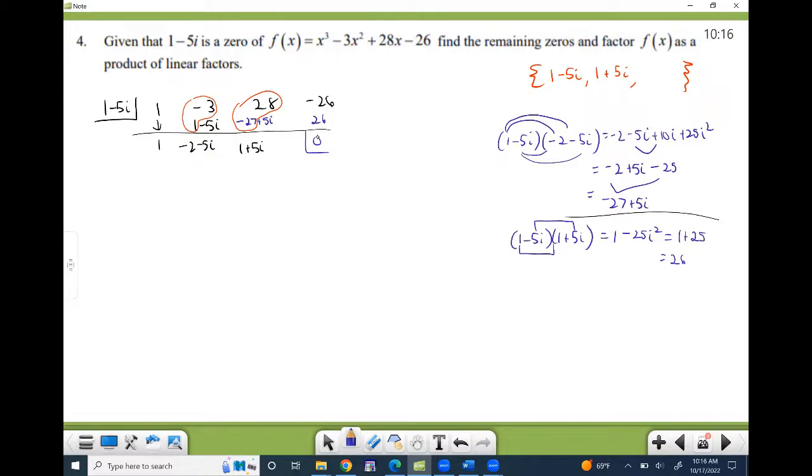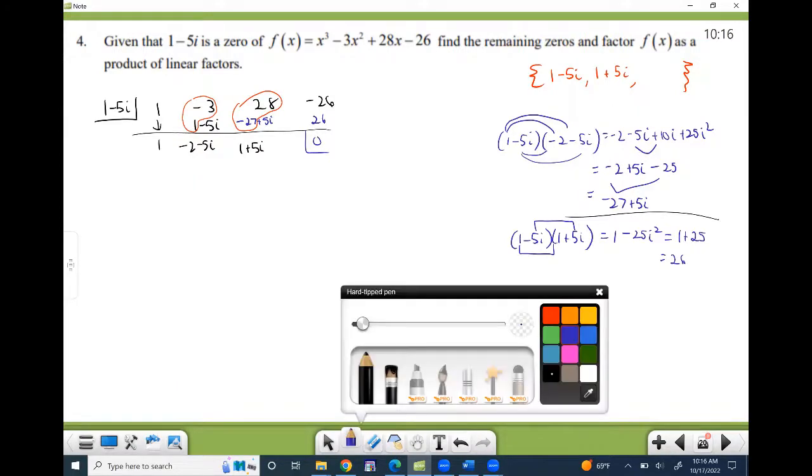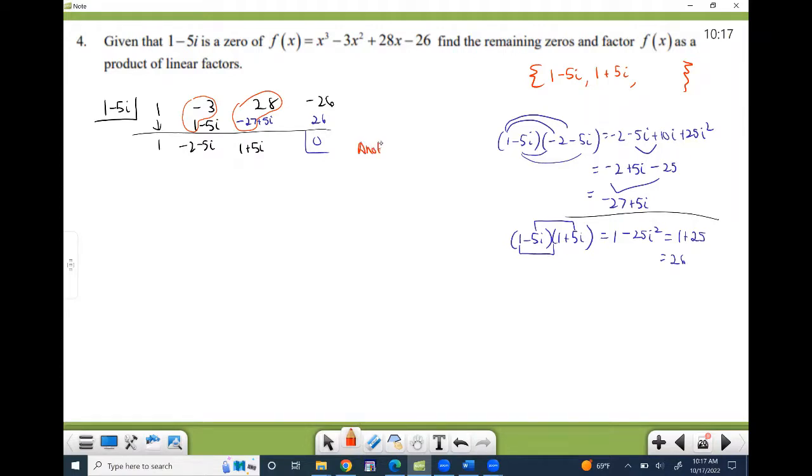We got remainder 0. Now, I'm going to do another round of synthetic division. Okay, so let's write that in here. We're not going to go back to the beginning, you guys. We're going to do another round with this. So you're going to have your 1, your negative 2 minus 5i, and your 1 plus 5i. And inside, you're going to put the conjugate because you know it's a 0 too, right? Remember we said 1 plus 5i is also a 0. So don't go back to the beginning. Use this new one.